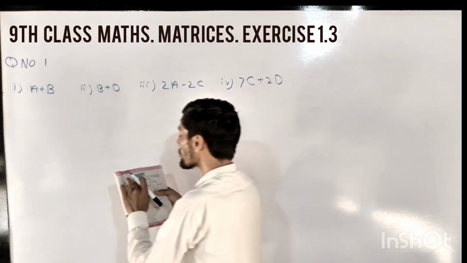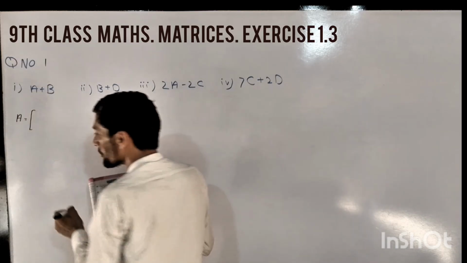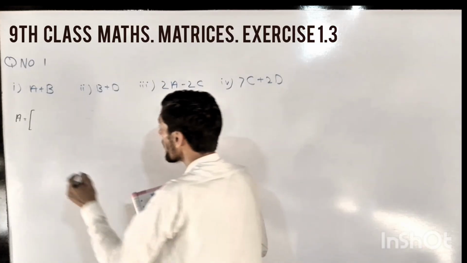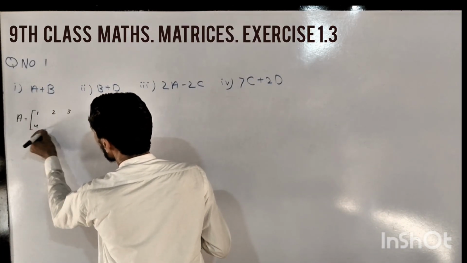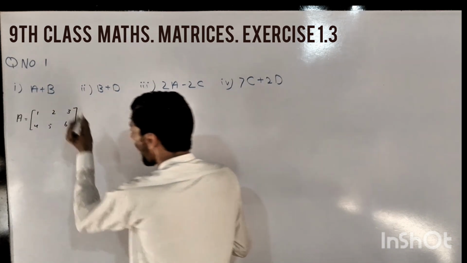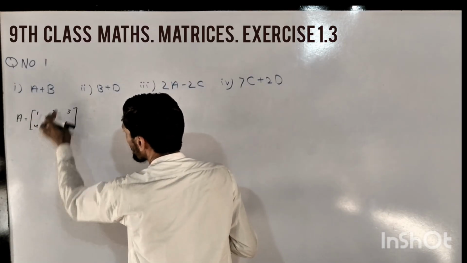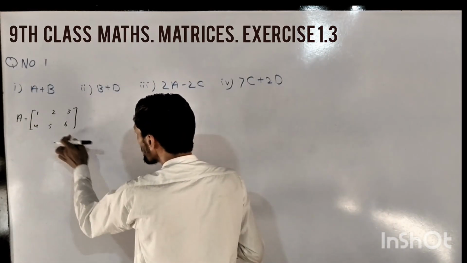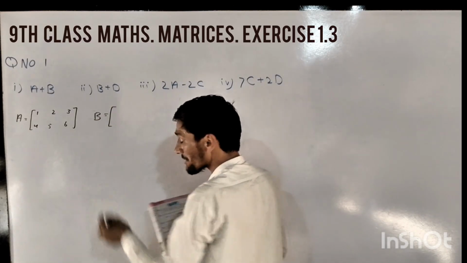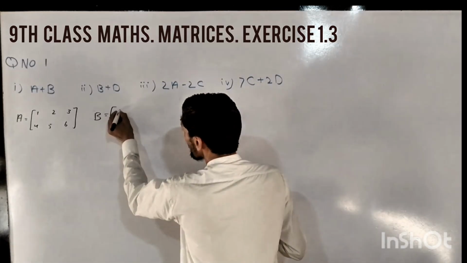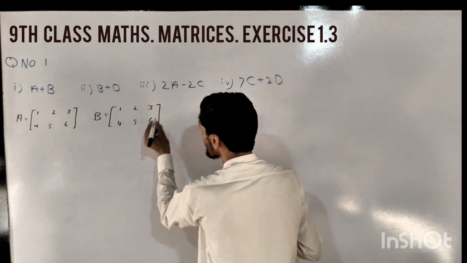Let A and B be 2 by 3. I have a matrix A and that is 2 by 3. We have 2 rows and 3 columns. For example, 1, 2, 3, 4, 5 and 6. I have a matrix like this. It is 2 by 3, meaning 2 rows and 3 columns. Similarly, another matrix, that is B. This is also 2 by 3, with 1, 2, 3, 4, 5 and 6.